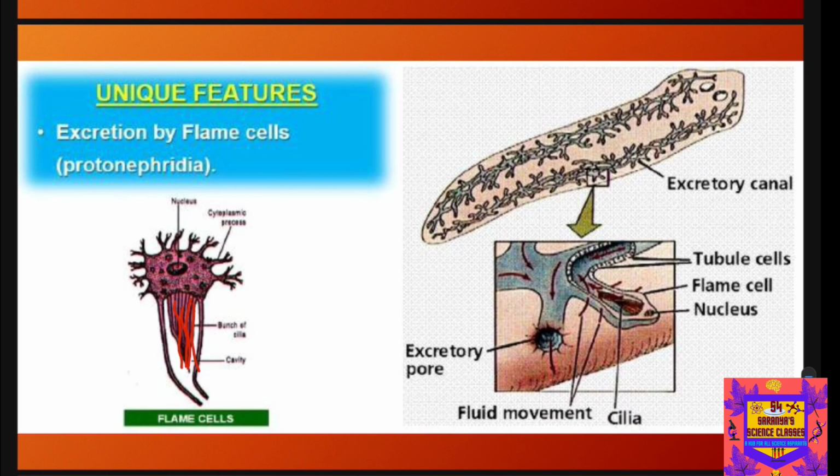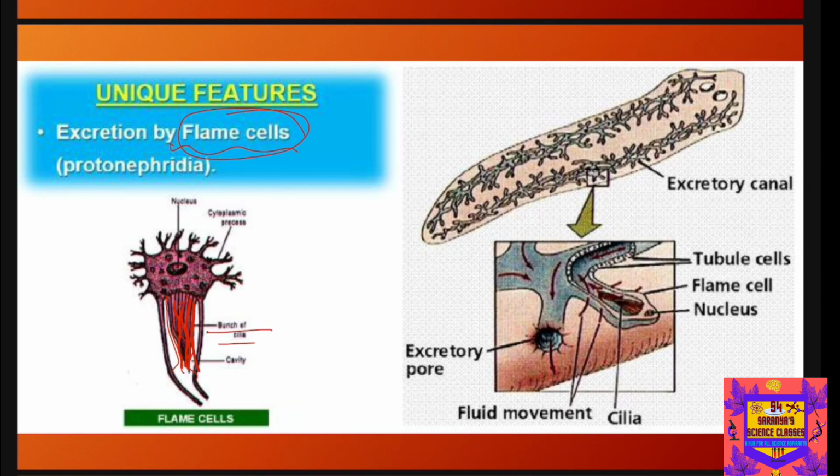And another very important feature is the excretion, right? We already said there is no respiratory system and no circulatory system, but they are showing a special type of excretion by a special cell which is called flame cells. The name is flame cells because in appearance you can see that there will be a flame, right? Flame-like structure. So here the bunches of cilia will look like a flame, right? So that's why these cells are called flame cells, right?